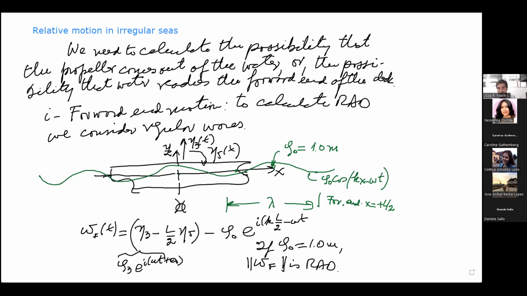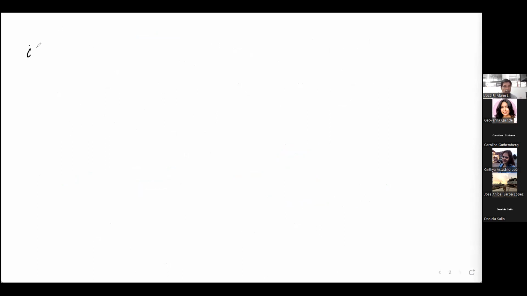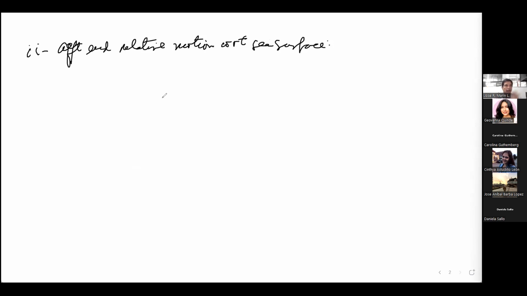If we're clear, now let's, in a very similar way, explain the other case. So for the second case, we can say it is the aft end relative motion with respect to the sea surface. Okay, so we're going to have the same situation. We're going to have the ship here.